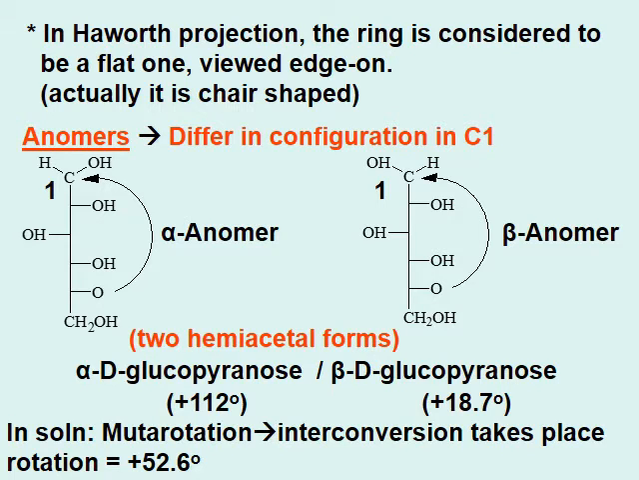In Haworth projection, the ring is considered to be flat, primarily a simplified version of the ring structure. But we all know that a six-membered ring is not really a flat hexagonal ring structure, because those angles are 109.5 degrees. So the chair-shaped structure is actually the most stable one.